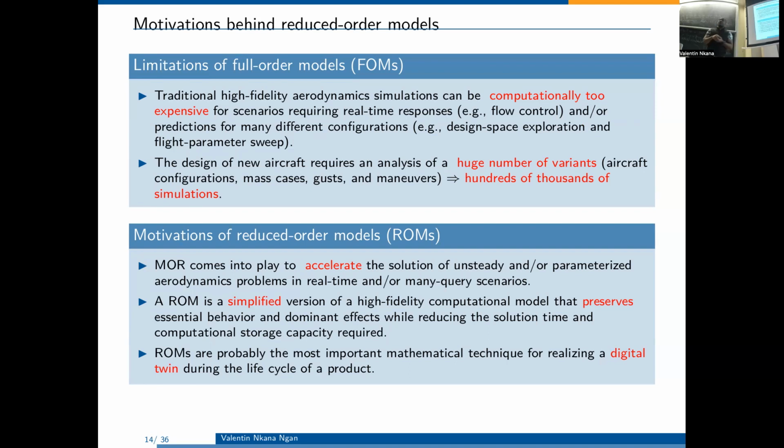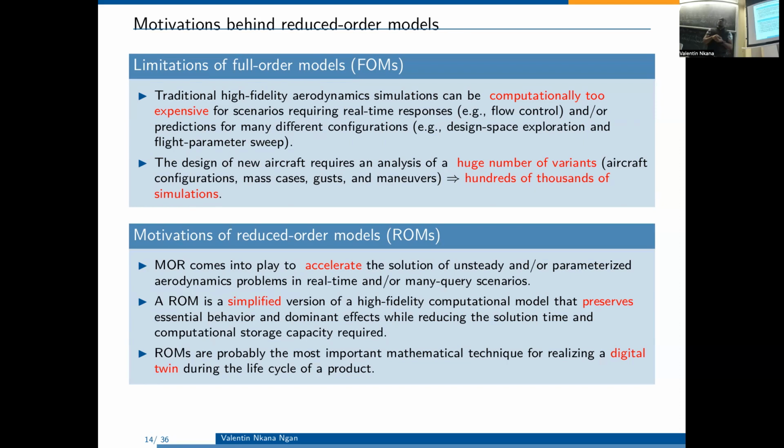For example, let's say the aircraft configuration, the mass of the aircraft, and some maneuvers. So if you want to do simulation for each type of parameter, you will end up with 1,000 of simulations. And in the industry, this is too computationally expensive.